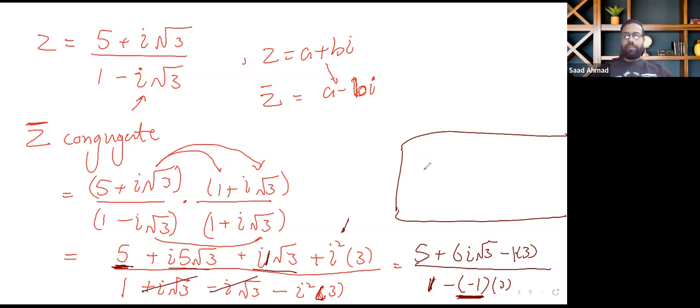Now we just simplify it further, one more step. So 5, and this is minus 3 actually now. Minus 1 times 3 is just minus 3. So 5 minus 3 will be 2 plus, we can write it 6I square root 3. And this one, minus times minus will become plus, right? Minus times minus is plus.